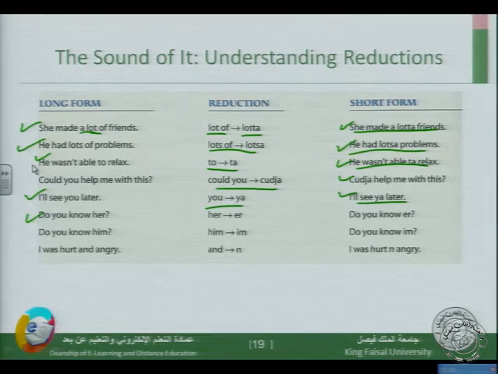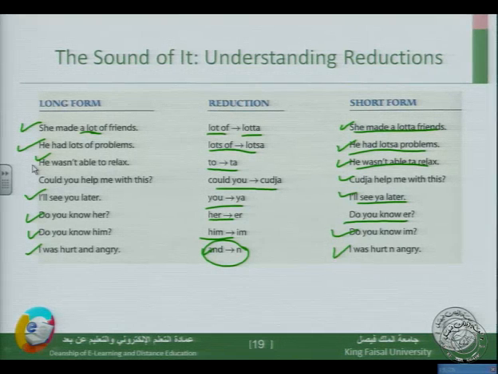Do you know her? Do you know him? I was hurt and angry. We don't say it that way, here we say it differently, but in spoken short form, I was hurt and angry.